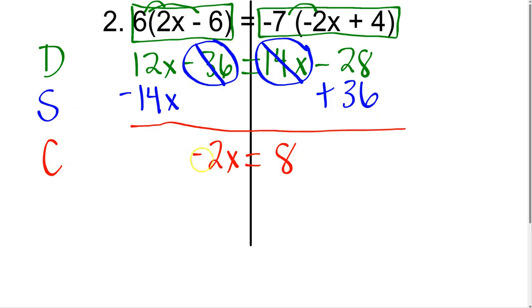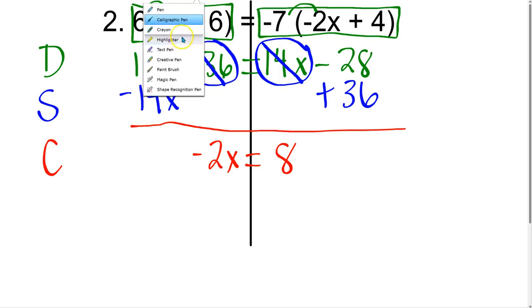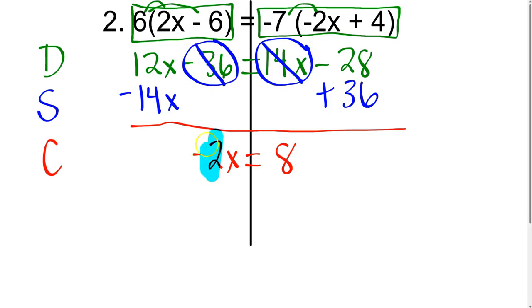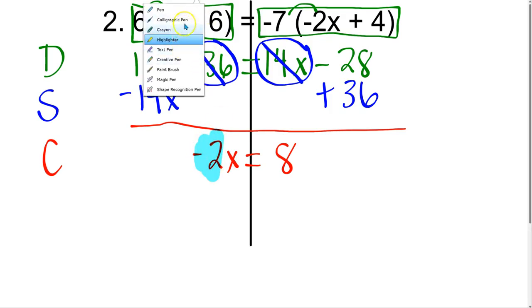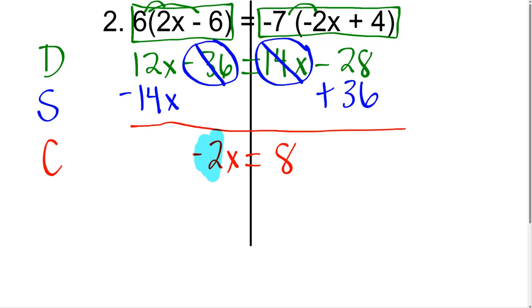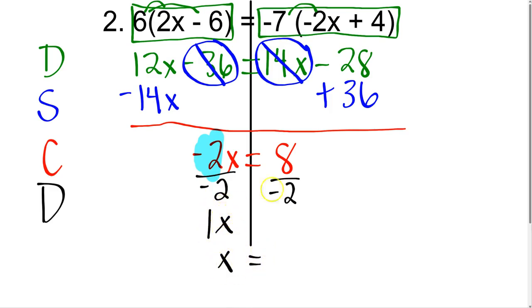And then my last step. This time we did not cancel out our variables. They didn't cancel out. When we do our last step of dividing, D for divide, we're going to divide both sides by the coefficient. And if the coefficient is negative, we're going to divide by negative. Negative 2x divided by negative 2 is 1x, which is just x, right? And then 8 divided by negative 2 is going to be negative 4.